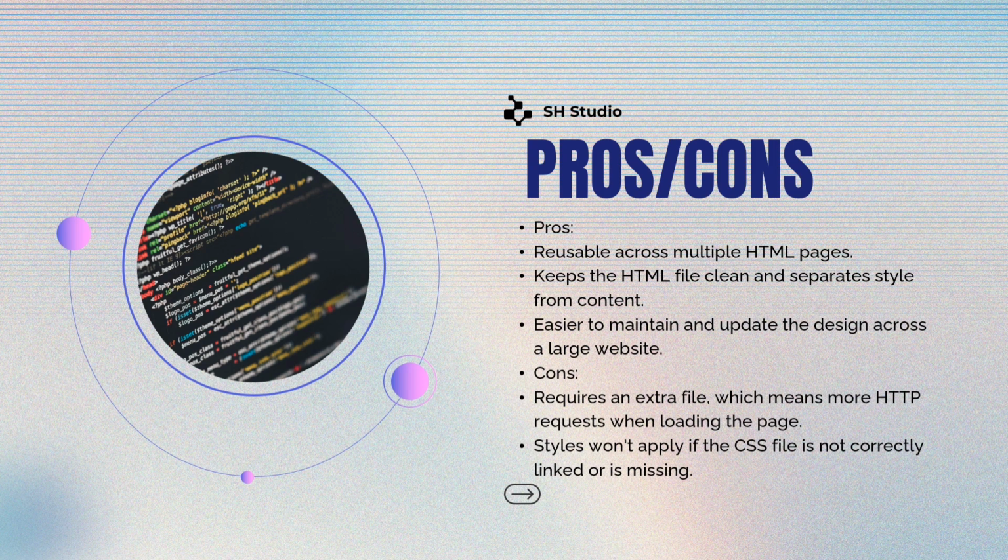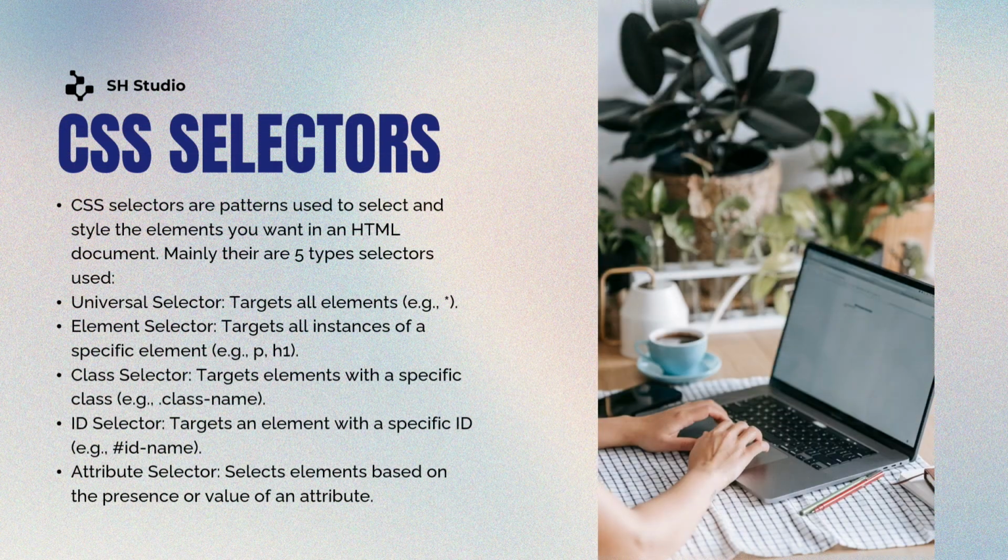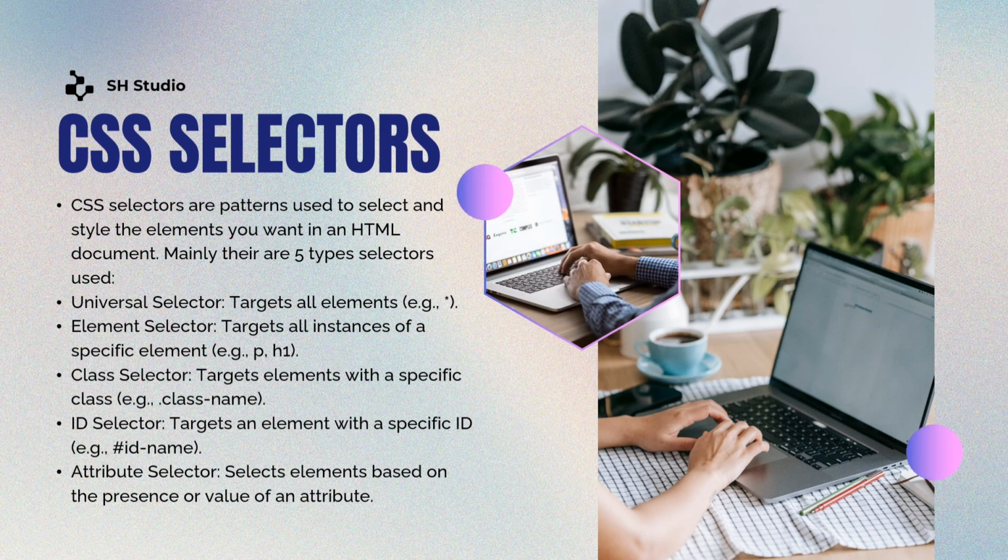Now we will be studying CSS selectors. CSS selectors define which element on the page the style will apply to. The most common selectors are, the first one is the universal selector. It targets all the elements on the page. Then the second one is the element selector. It targets all instances of a specific HTML element like P or H1.